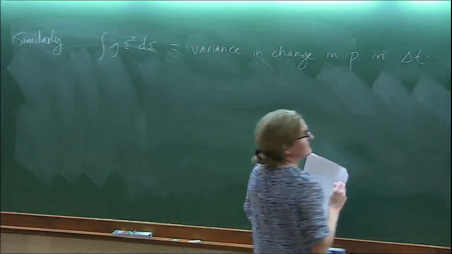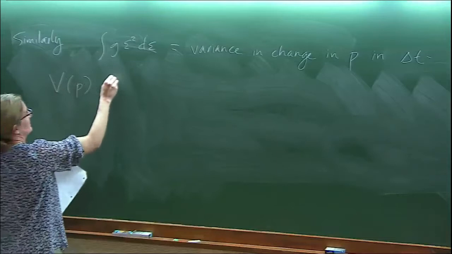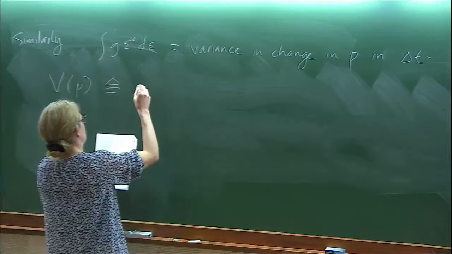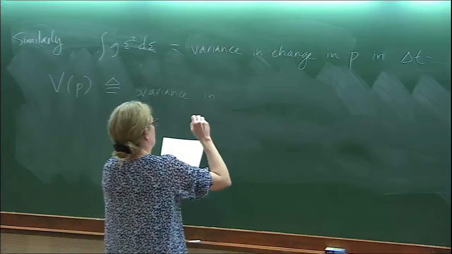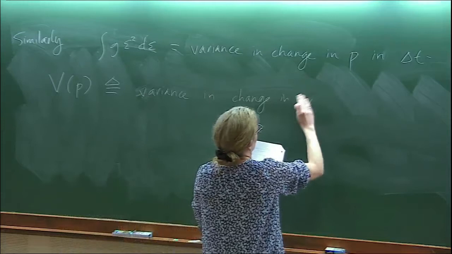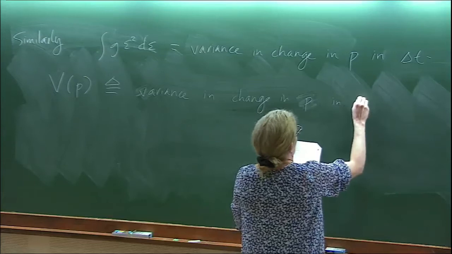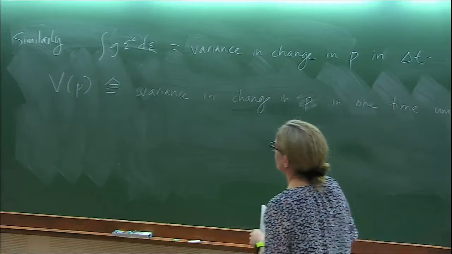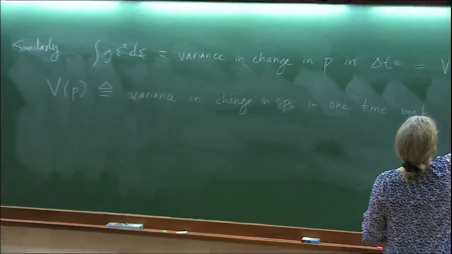And we do the same kind of definition. We have V of P, which is traditionally defined to be expected. Oh, so variance in change in frequency, well, in one time unit. So let's just put it right here, actually. So this would be V of P delta T.